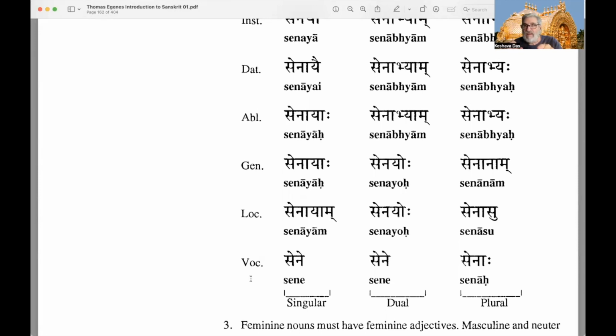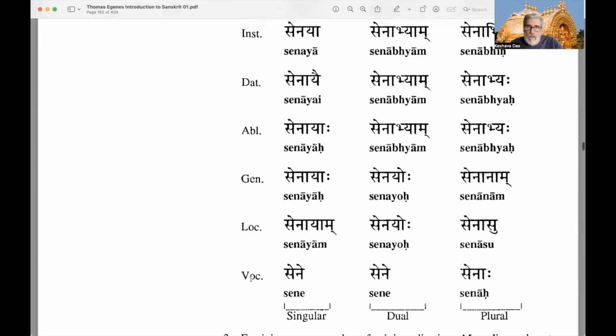Now, in the case of Radhānām, because there's an R in the beginning, what happens to the N there? The N turns into a cerebral. Radhāyām, Radhayoḥ, Radhāsu. And He Radhe, He Radhe, He Radhāḥ in the vocative.